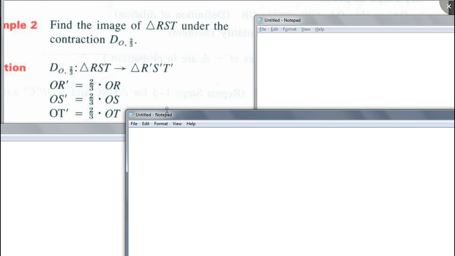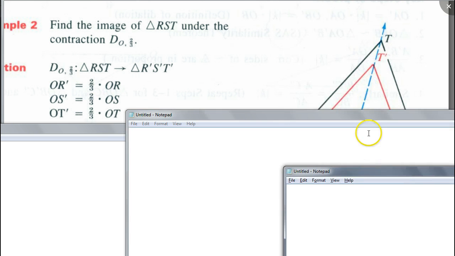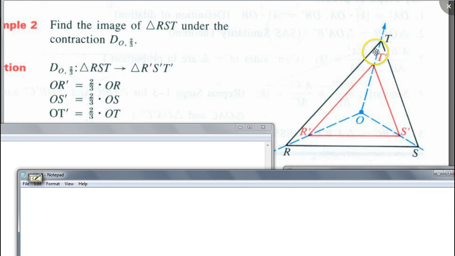Does that make sense? So notice, as you can see, my triangle is going to get smaller. So here's the triangle. Which one is my pre-image? Black one or the red one? The black one. The red one is my image because it's going to get smaller. Watch how it gets smaller. Let's look at OR prime first. Notice my K is positive, so it's going to be on this ray OR, right? You see the ray OR? It's going to be on this ray.